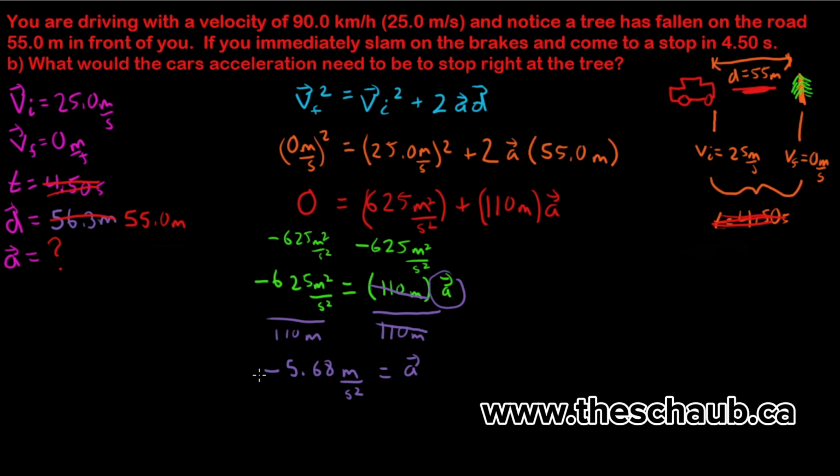The negative acceleration is exactly what we were expecting. We defined the positive direction as towards the tree. So if we would have ended up with a positive acceleration, we would have actually been speeding up towards the tree. But we were slowing down or accelerating in the negative direction, which is opposite the direction of our initial velocity.